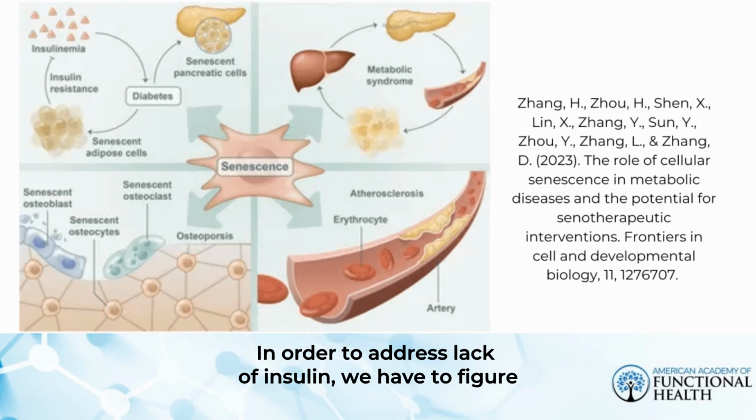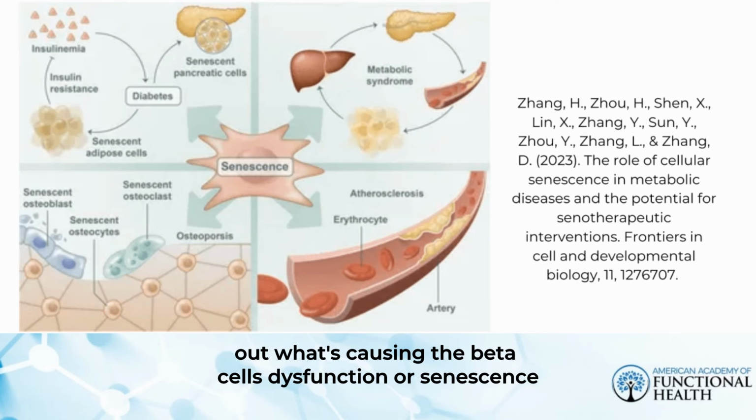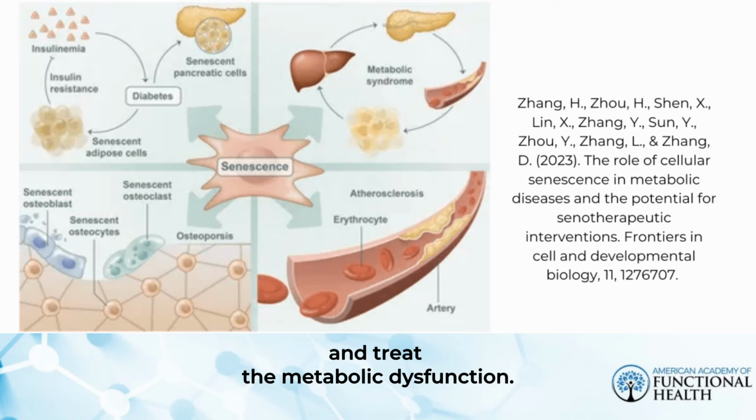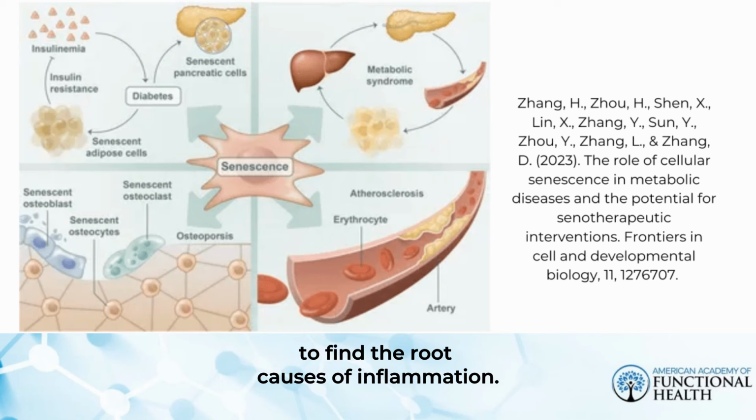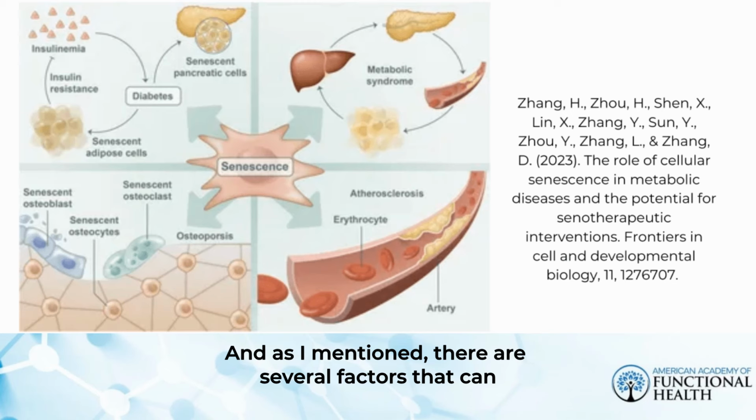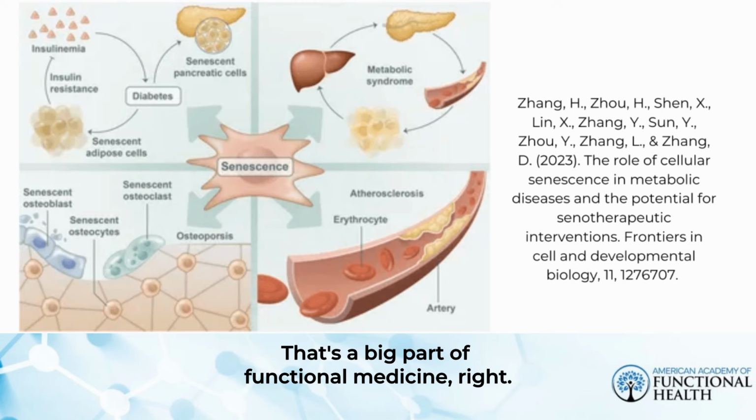In order to address lack of insulin, we have to figure out what's causing the beta cells dysfunction or senescence and treat the metabolic dysfunction. And to treat the metabolic dysfunction, we have to find the root causes of inflammation. And as I mentioned, there are several factors that can lead to inflammation. That's a big part of functional medicine, right?